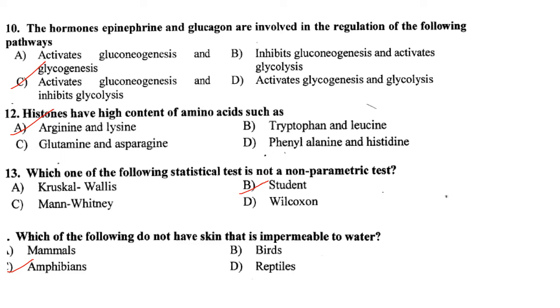Conversion of glycogen to glucose is glycogenolysis. De novo glucose synthesis is gluconeogenesis, breakdown of glucose is glycolysis, and glycogen formation is glycogenesis. So the answer here is activate gluconeogenesis and inhibit glycolysis. Gluconeogenesis is synthesis of glucose and glycolysis is breakdown of glucose.